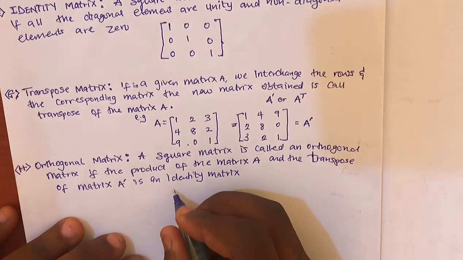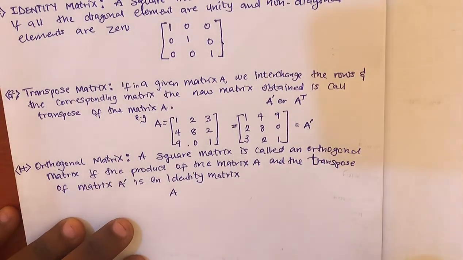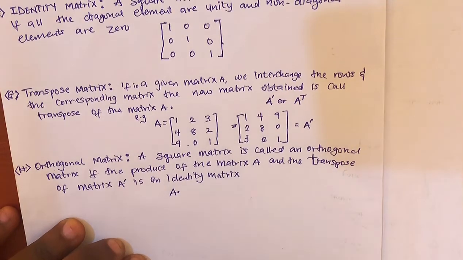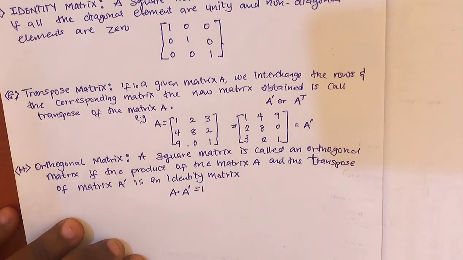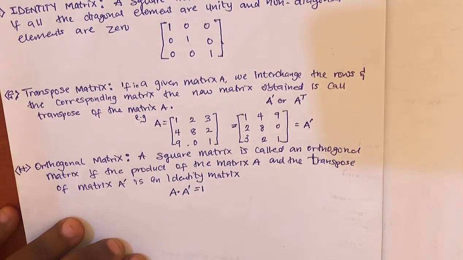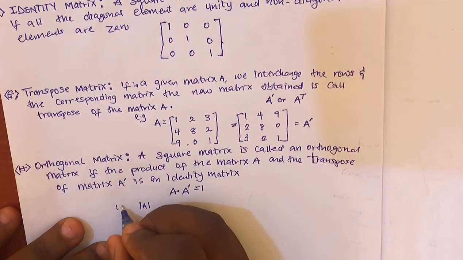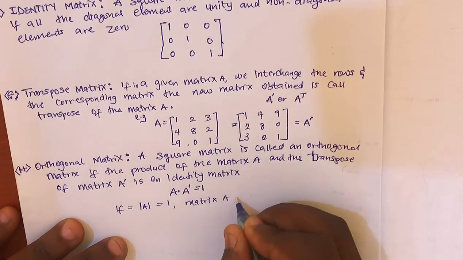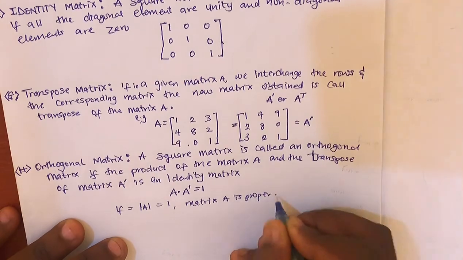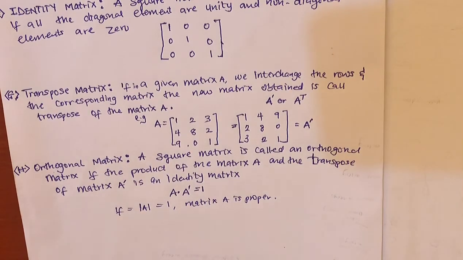For example, the explanation says that if the product of matrix A and its transpose is equal to an identity matrix, can you see it now? Then it is orthogonal. The matrix is said to be orthogonal. Also under this orthogonal matrix, you need to know that if the magnitude of A is equal to 1, that means matrix A is proper. Okay, so that's just it. There are still more examples I'm going to explain in separate videos. There are still a lot of examples under this topic.